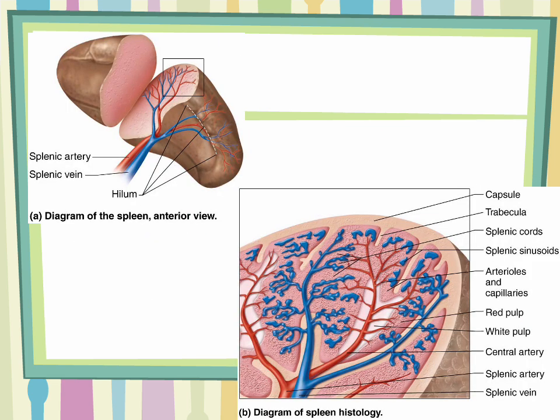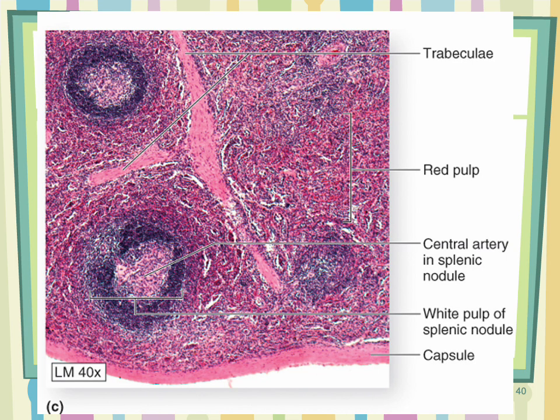Here we see a little diagram. Red pulp, of course, you can see is this pinkish area. White pulp is this area around here. Here's a histological sample. You guys can see all these follicle centers, and as I told you in class, there's a follicle and there's a germinal center where those cells are going to be. The red pulp is where a lot of those red cells are going to be.